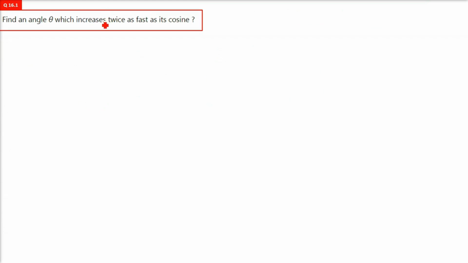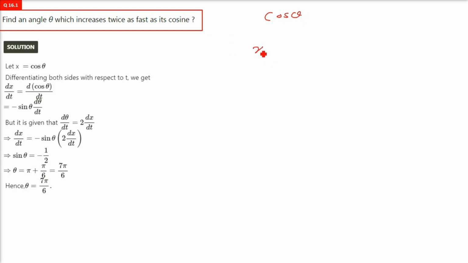Find the angle theta which increases twice as fast as its cosine. So cosine is cos theta. So just call it x equals cos theta. So this cos theta is nothing but x. Find an angle theta which increases twice as fast as its cosine. So d theta by dt we have to find out, and this is going to be equal to twice of dx by dt. How? Because x is cos theta. So d cos theta by dt is nothing but dx by dt. I hope you got the idea.